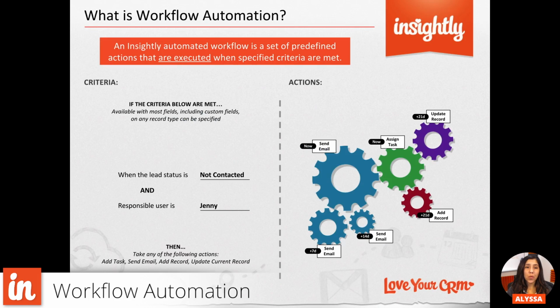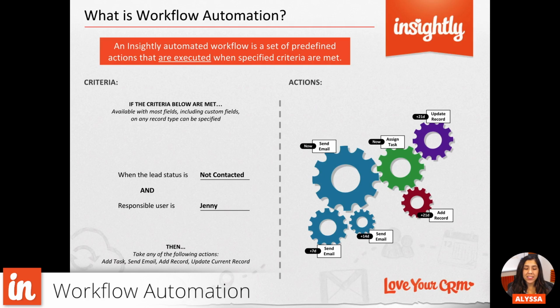So next, let's look at what is workflow automation. Workflow automation is basically a set of predefined actions that are executed when specific criteria is met. You can think about workflow automation as something that is fulfilling if-then statements, such as if an opportunity with $10,000 or more is marked as won, then send an email to the VP of Sales. Or if a lead has a status of not contacted, automatically send an email to the lead.